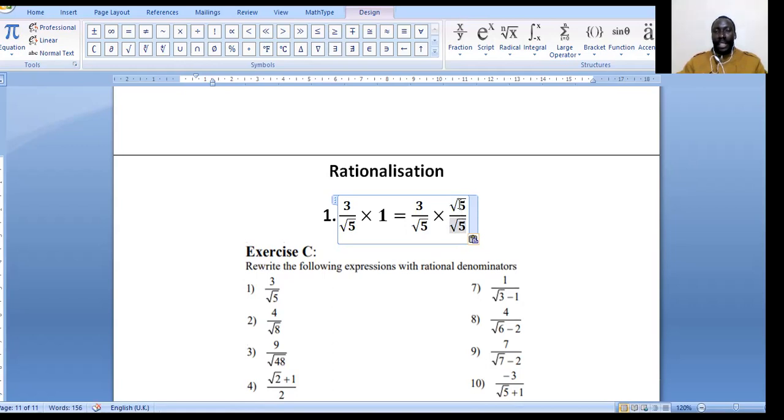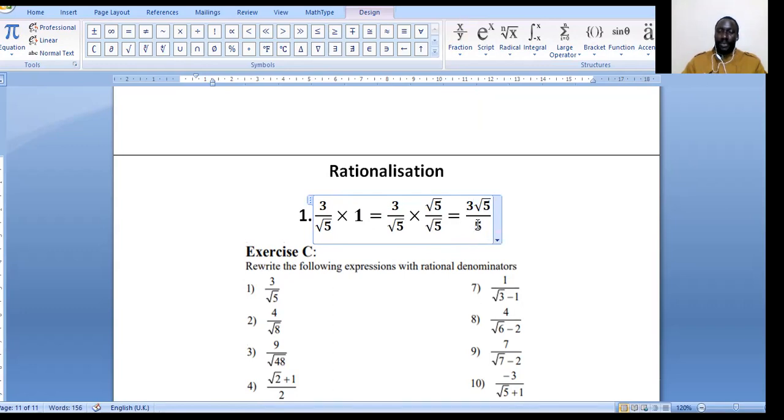Notice that this one can still cancel and we'll still get the 1. We are not interested in canceling it. We are more interested in what comes out when we replace the 1 by the denominator. So what we get here is 3 times the square root of 5. Then what we get here is the square root of 25, which is 5. And that's the answer, just that.